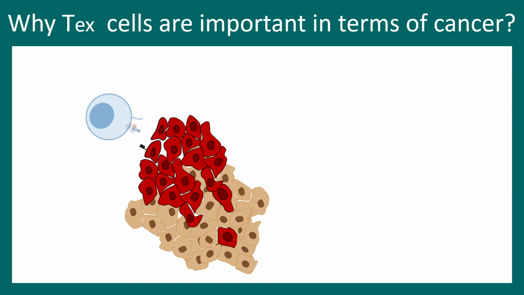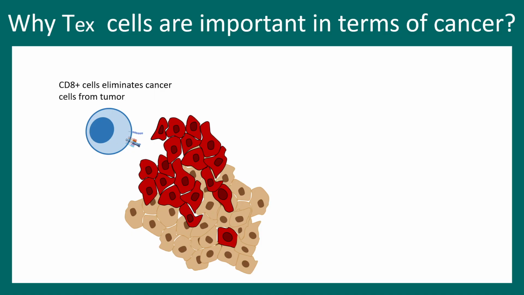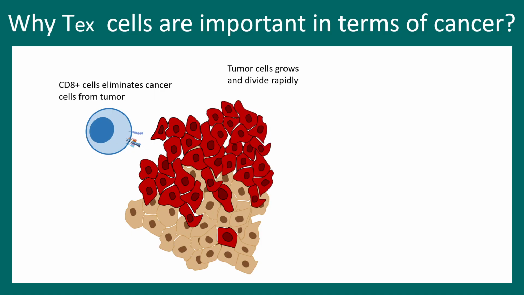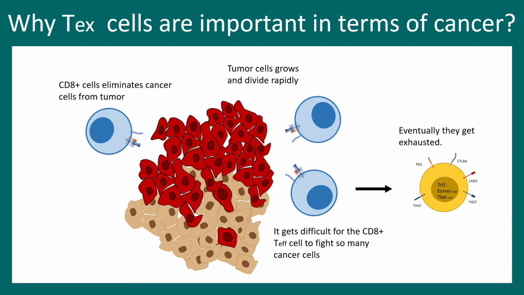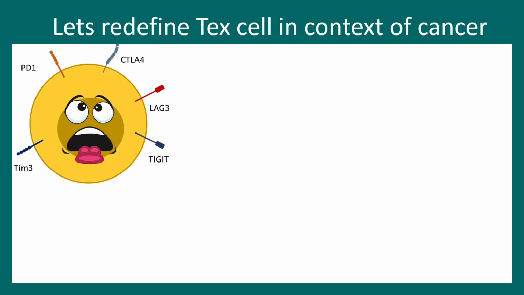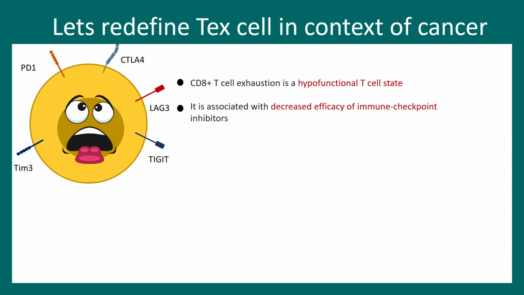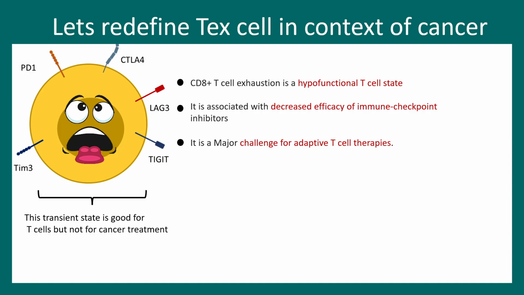Now exhausted T cells are really important for cancer. Generally these are the cells which eliminate tumor. But the tumor cells are also growing at a rapid rate. So after a point of time, the tumor cells have grown so much in number that the T cells are kind of exhausted to fight them. Now these T cells have eventually become exhausted cells. Sometimes these T cells have no other option other than becoming cytotoxic exhausted T cells. These cytotoxic exhausted T cells are hypofunctional. Their efficacy has decreased, and this is a major challenge when it comes to T cell therapies.